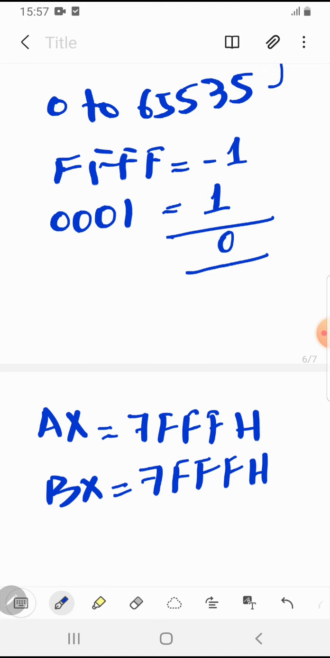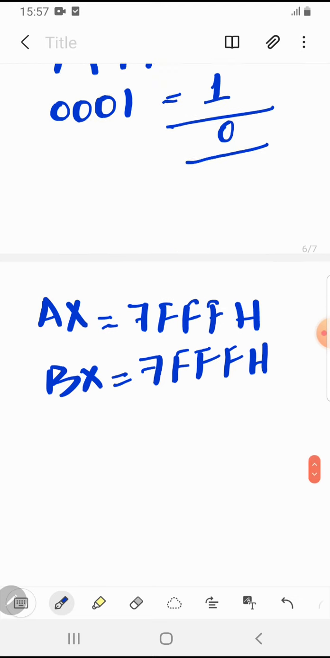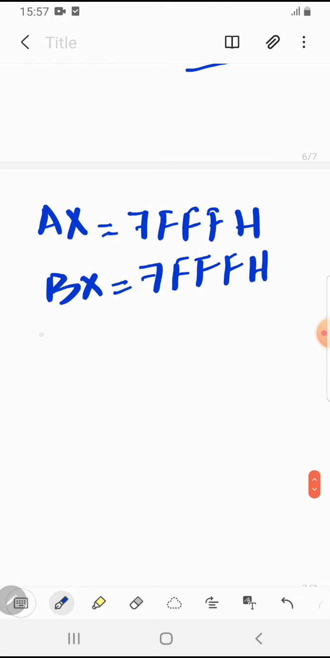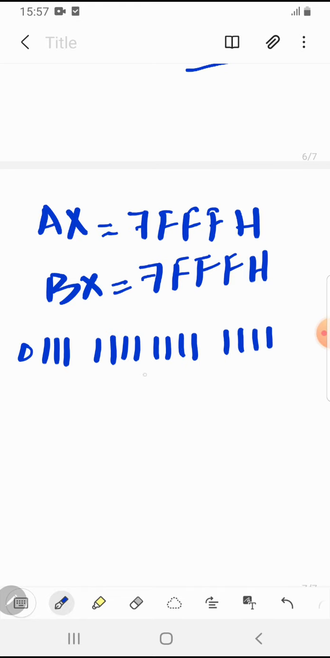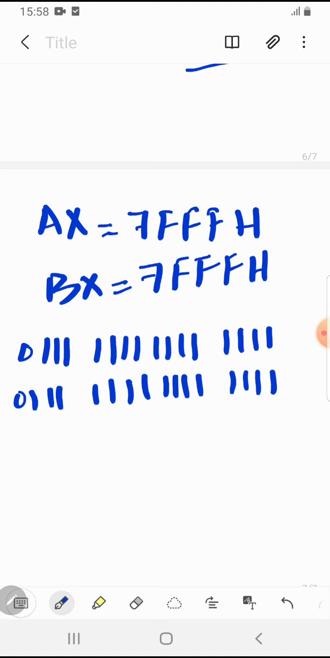Fine. So when you perform the bitwise addition, let's perform the bitwise addition of these two numbers. 7 is represented in binary as 0111, then F is represented as 1111. Same is the case with the other F's. So the same numbers are being added, and I am just writing them down as binary combinations.